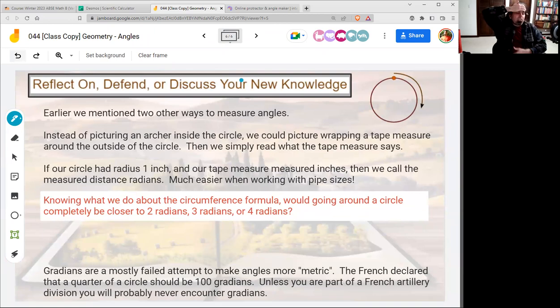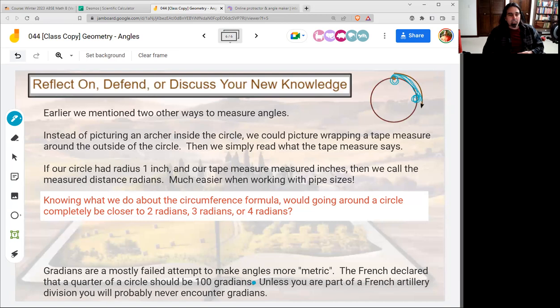Okay, and again, as I promised, there are other ways to measure angles that you don't care about, but because you're well-educated people, you will hear about them very briefly. Instead of putting an archer inside the circle and spinning them, we could imagine wrapping a tape measure around the outside of your circle. Imagine you have one of those carpentry tape measures and you just stretch it out and you say, I'm wondering how much tape measure it takes to go from here to there. Your answer isn't going to be 90 anymore. It's going to be something else.